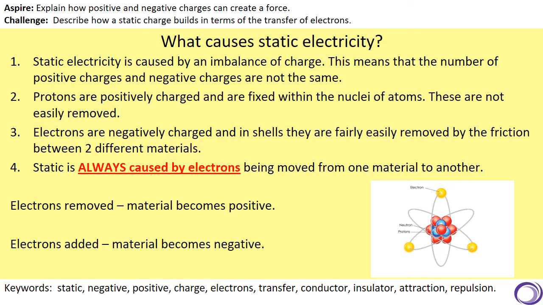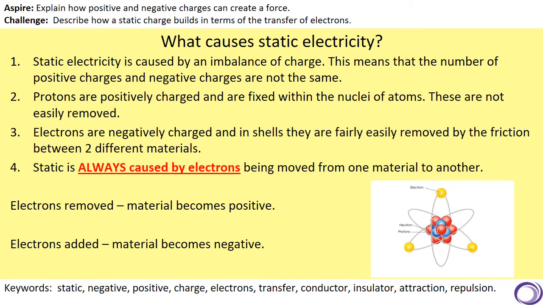So when something gets a static charge, the number of positives and negatives is not the same anymore. On any object, if it's neutrally charged, you might have 2 million positive protons and 2 million negative electrons, and you don't have a charge overall. But as soon as you get extra of one or the other, you'll get a charge.